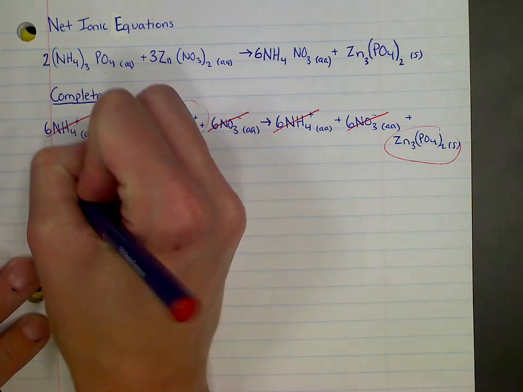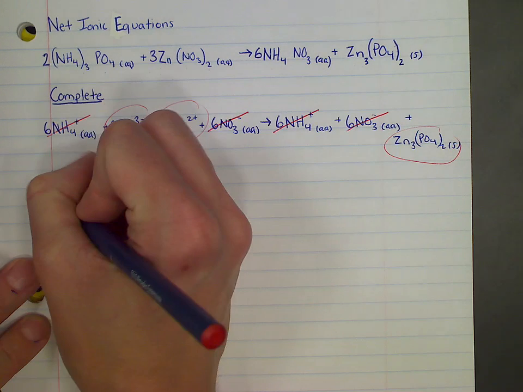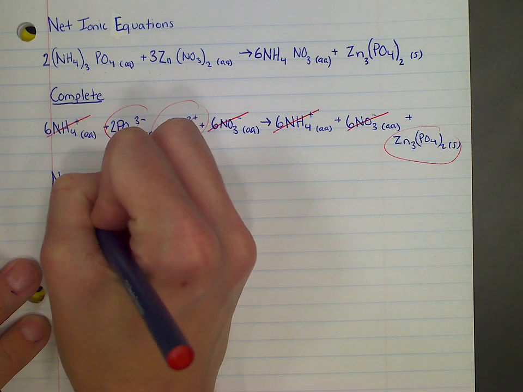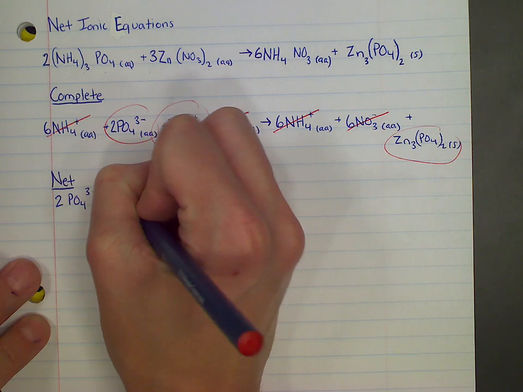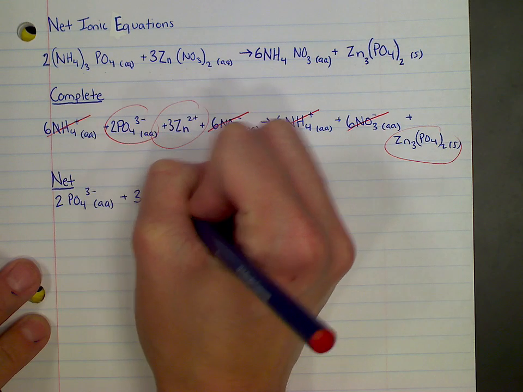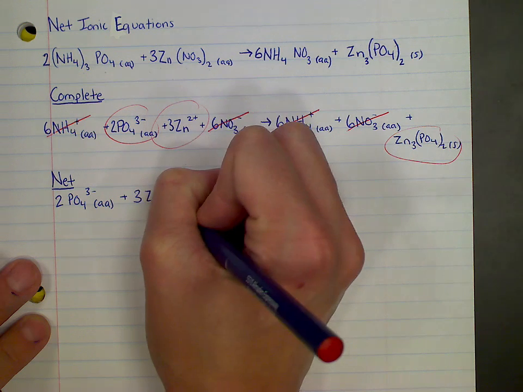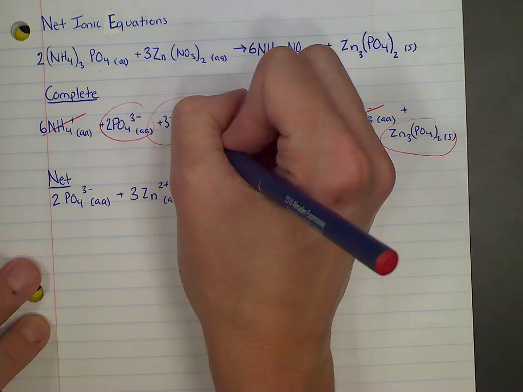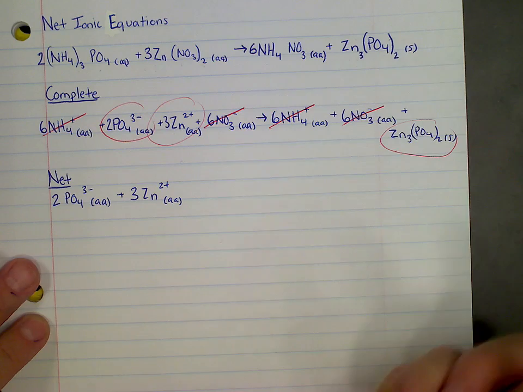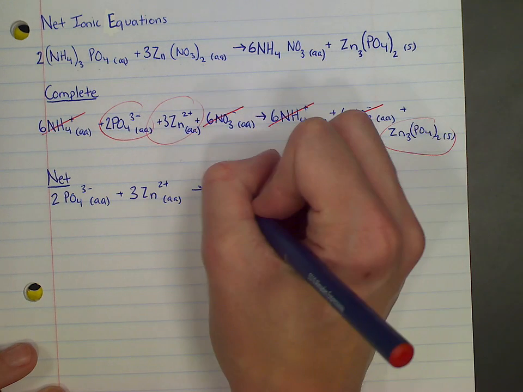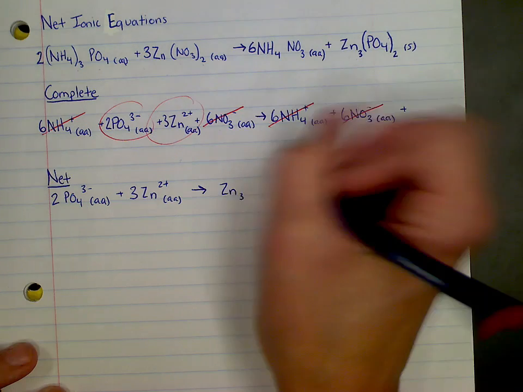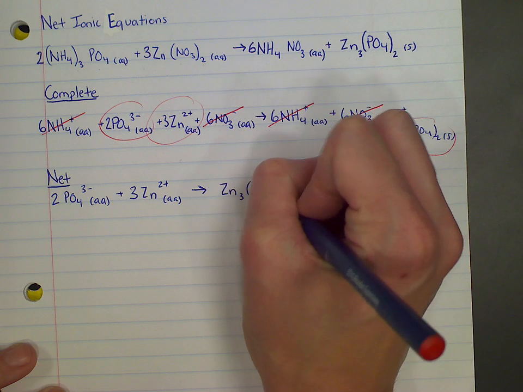So the net ionic, you've got 2 PO4 3-, plus 3 Zn 2+. I made a mistake up here. I didn't include the state. Okay. And then that made Zn3(PO4)2.